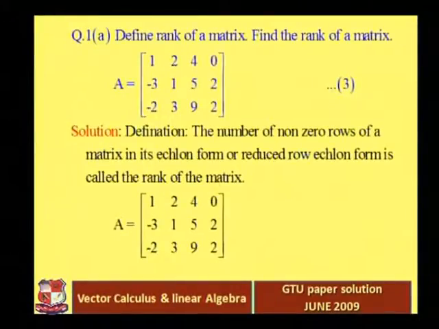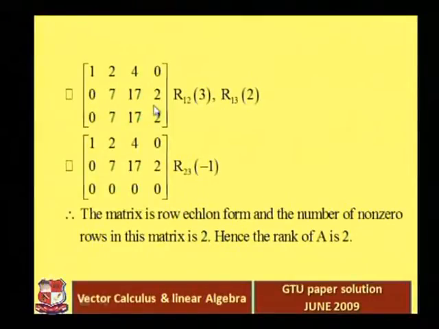You can see the first row is as it is, 1 2 4 0. The second row becomes: 3 plus 3 0, 3 into 2 is 6, 6 plus 1 is 7, 3 into 4 is 12, 12 plus 5 is 17, 0 into 3 is 0 plus 2 is 2. So the second row becomes 0 7 17 2.